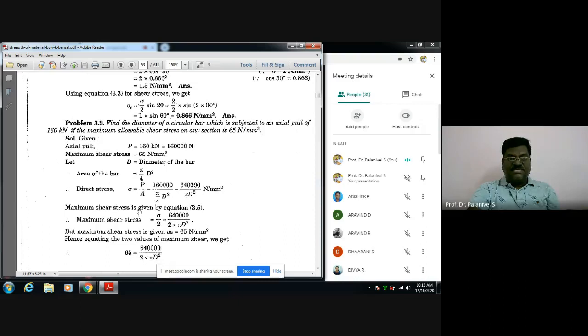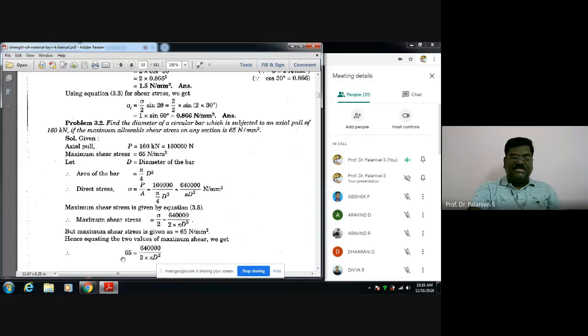Now, the maximum stress intensity is sigma by 2, which is equal to this much. This sigma by 2 should not exceed 65. It is given. The maximum stresses should not exceed 65, right? So sigma you have computed in which D is unknown. Now what is sigma by 2? Maximum stress is sigma by 2. Sigma by 2 is this divided by 2. That is computed. Now this is equated to 65.